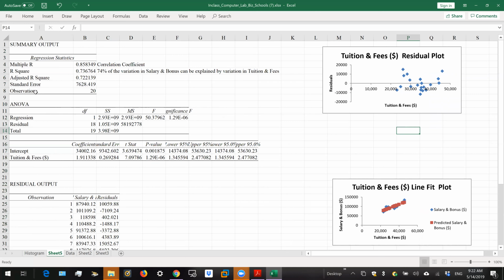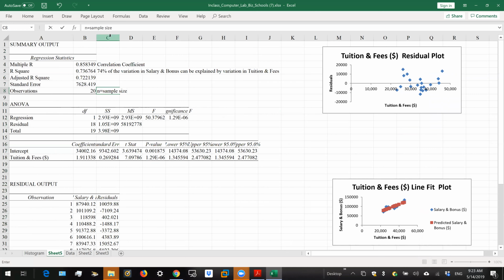The observations is just the number of elements in our sample. So it's the sample size. This is little n equals the sample size. Okay, down below, what you notice is an ANOVA table.